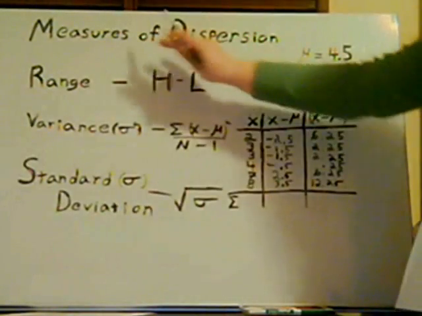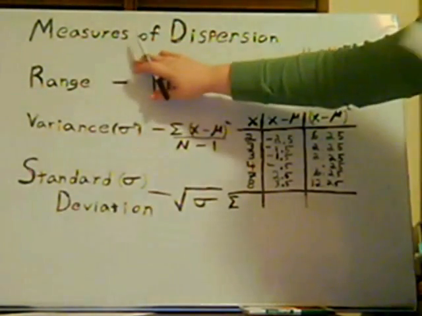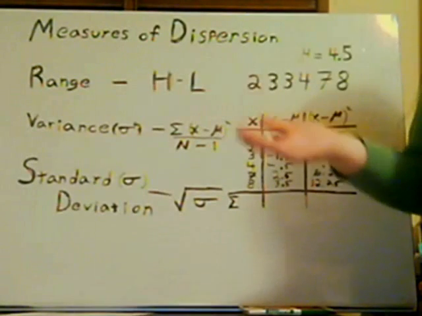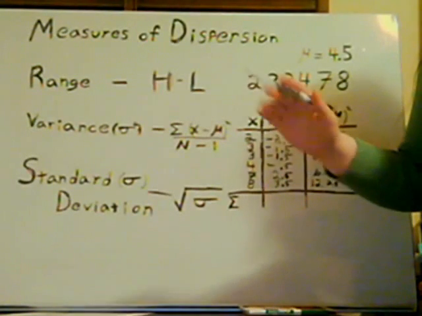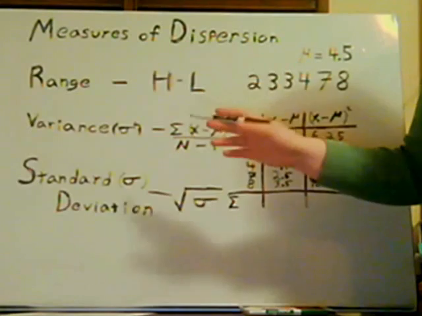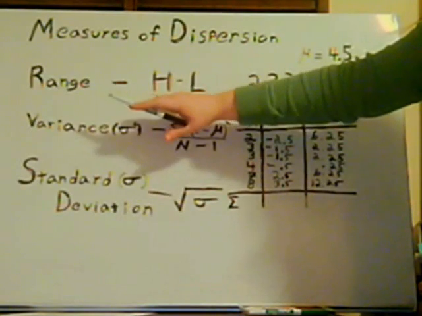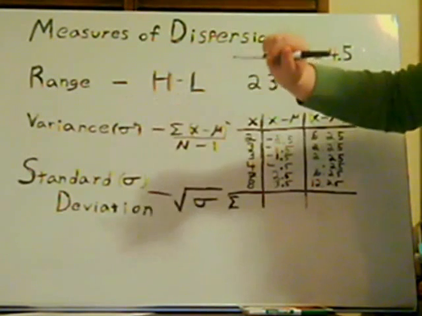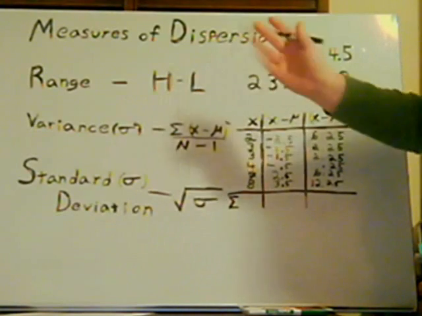There are three of them, and the first one is range, which is defined as the width of a distribution. In short, to find the range, all you have to do is take the highest number and subtract the lowest number from it. So it's H minus L.